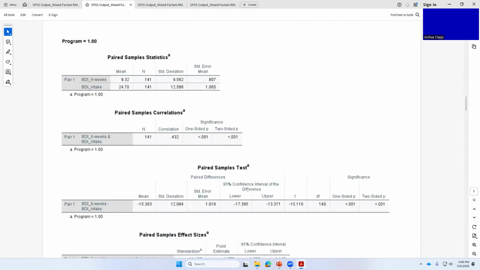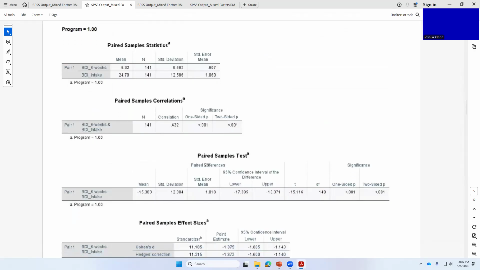So once we've got that down, running the test is actually pretty easy and straightforward, okay? What I've got here is I just split by treatment condition. And for each one of these, this is program 1, I'm just running a paired sample test from pre to post, baseline to 6 weeks, okay?